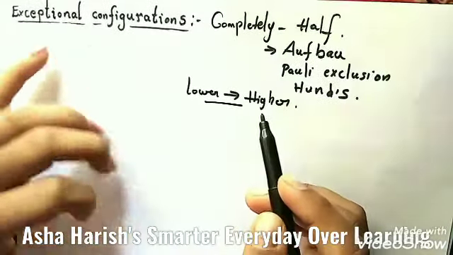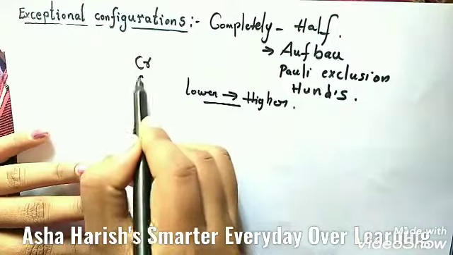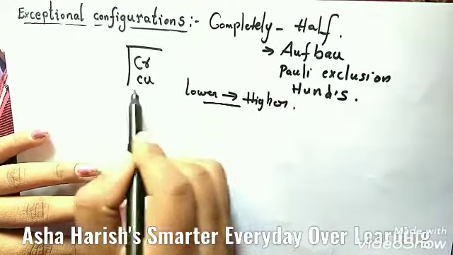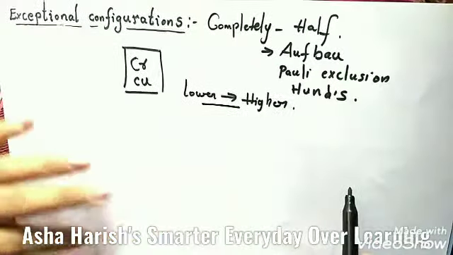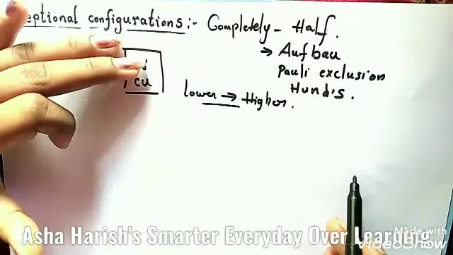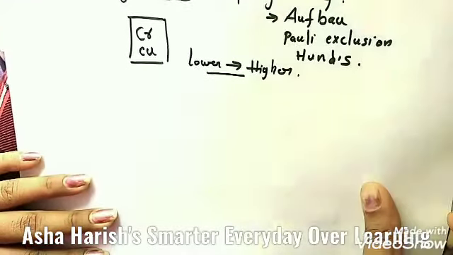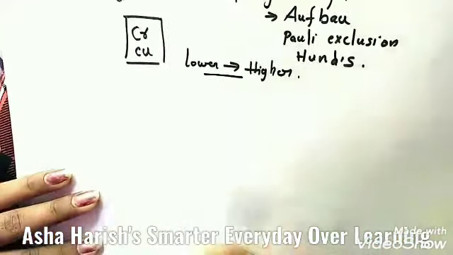In these exceptional configurations you can see chromium and copper. While we are writing the electronic configuration of these two elements, there are some exceptional characteristics. Let's see what they are, and that is based upon symmetrical distribution.